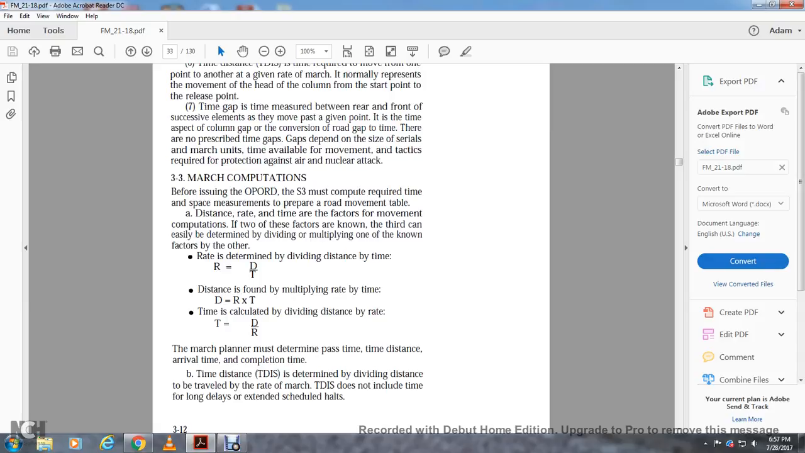The rate is determined by dividing the distance by the time: R equals distance over time. The distance is found by multiplying the rate and time: distance equals the rate times the time. Time is calculated by dividing the distance by the rate. For the march, the planner must determine the time distance, arrival time, and completion time.